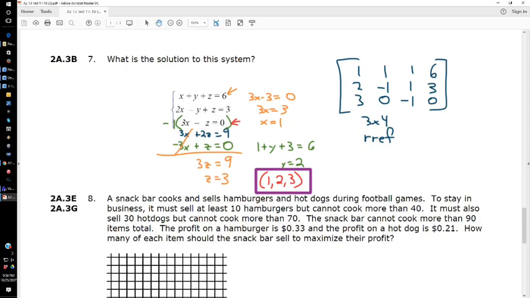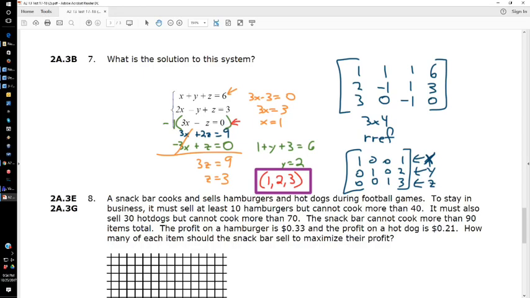And then, yeah, you should get 1, 0, 0, 0, 1, 0, 0, 0, 1, and 1, 2, 3, which means that is your x, that is your y, and that is your z. Cool. You double check yourself, you know you did it right.